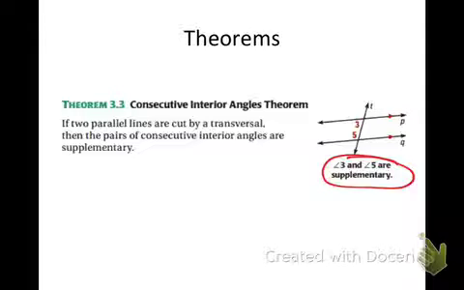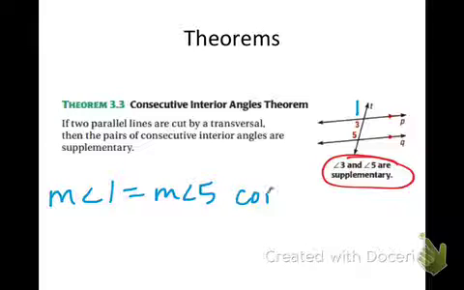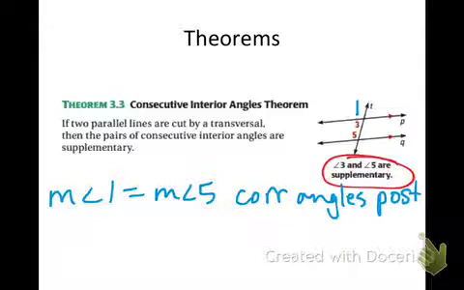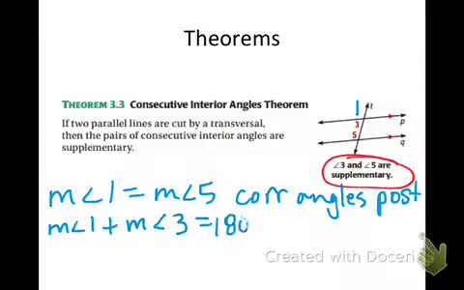Okay, so let's put in angle 1 again, and we know, again, going back to our corresponding angles postulate, we know the measure of angle 1 equals the measure of angle 5 because of the corresponding angles postulate. I told you that postulate was going to be very useful. Okay? We also know that the measure of angle 1 plus the measure of angle 3 equals 180 degrees because they are a linear pair.